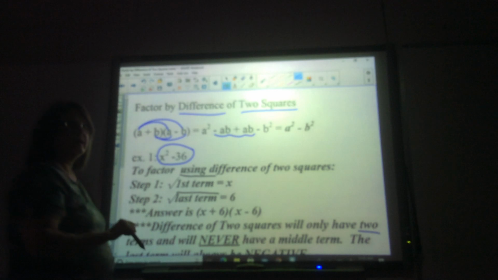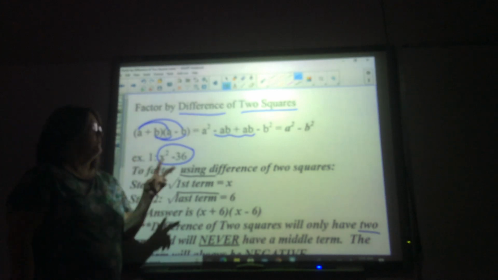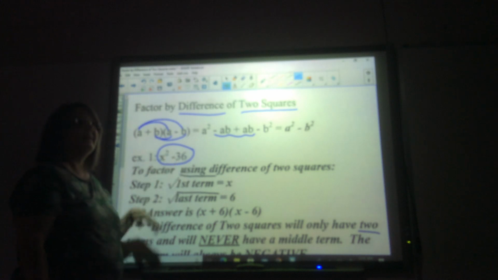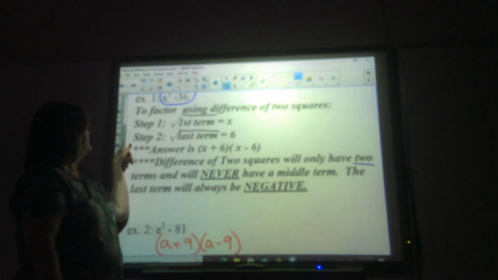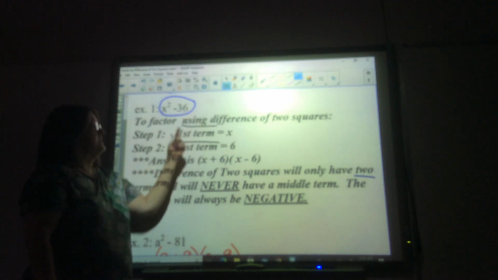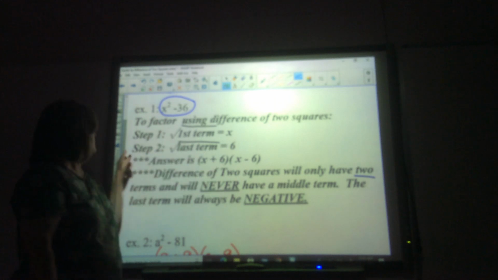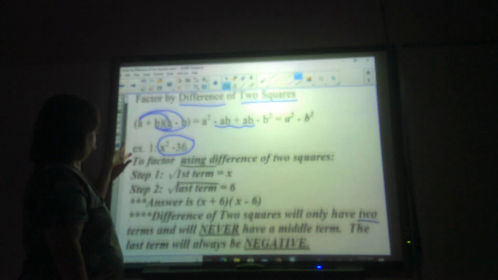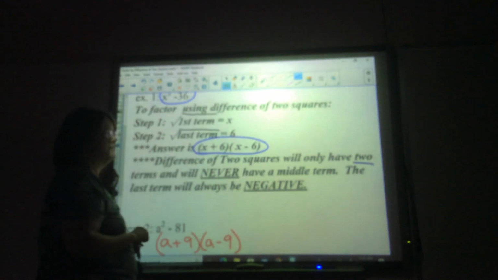You'll recognize this: there will always be only two terms and there will always be a minus sign between them. Both of these will be perfect squares. When that happens, all you have to do is square root the first term. If I square root x squared, that gives me x, and square root the last term. The square root of 36 is 6, and then you literally just put a plus sign and a minus sign between them, looking at the rule. So my answer for the first one is x plus 6, x minus 6.